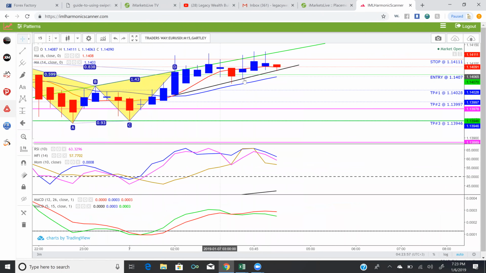And I can't draw it anymore. But where's my little right? There it is. So yeah, the blue line needs to be going down.